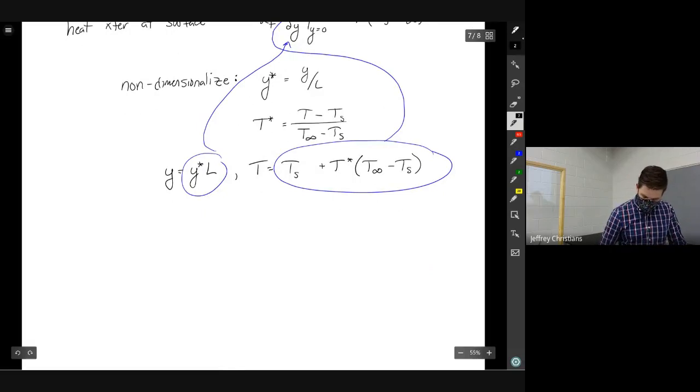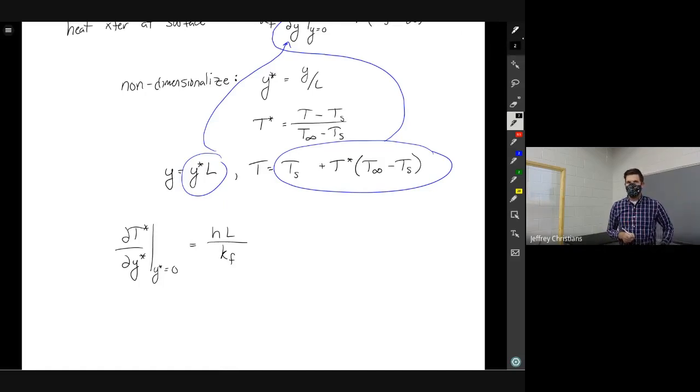That would give us dT star dy star evaluated at y star equals 0 equals hL over k_f. This should look really similar. hL over k is what? Remember the non-dimensional group that is? hL over k is the Biot number.